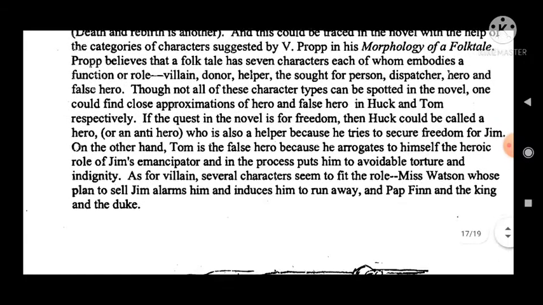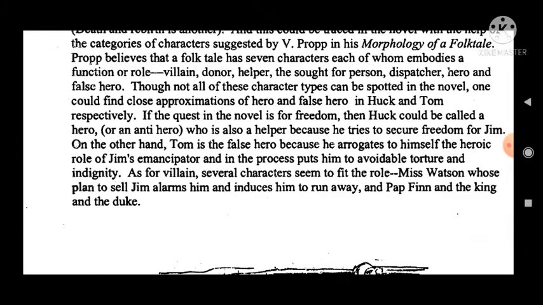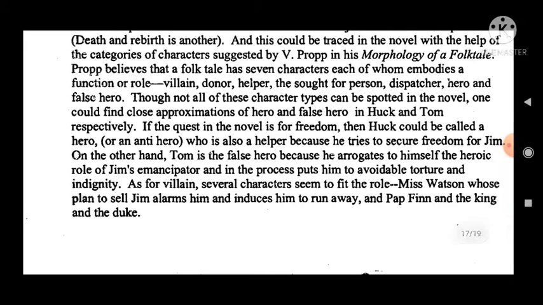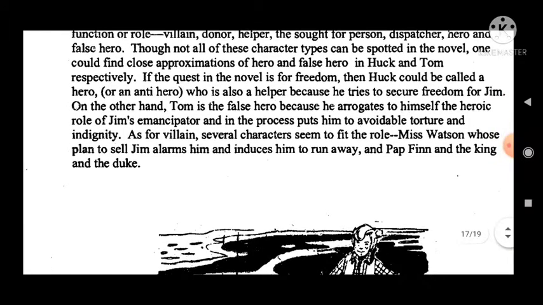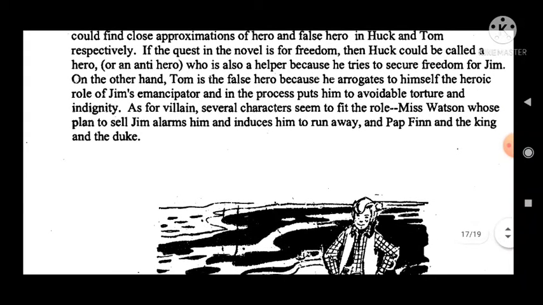Propp believes that a folktale has 7 characters, each of whom embodies a function or role: villain, donor, helper, the sought-for person, dispatcher, hero, and false hero. Though not all of these character types can be spotted in the novel, one could find close approximations of hero and false hero in Huck and Tom respectively. If the quest in the novel is for freedom, then Huck could be called a hero or an anti-hero who is also a helper because he tries to secure freedom for Jim.